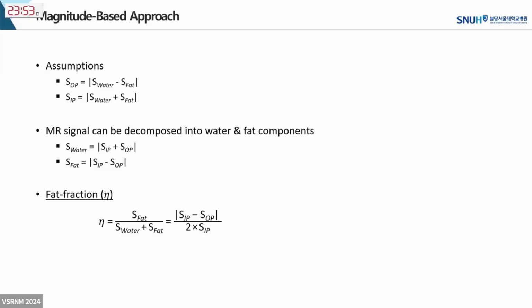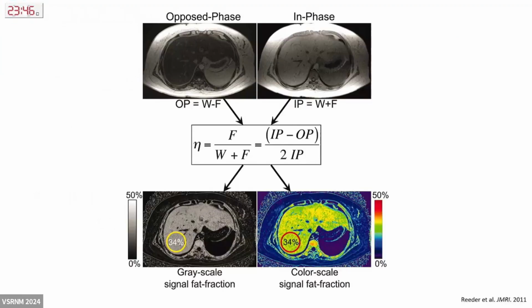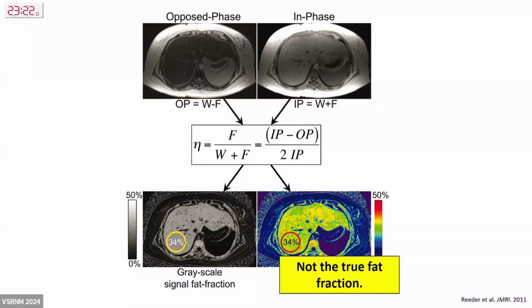And the fat fraction can be calculated just by looking at the intensity of the signal in phase and the signal in opposed phase. This equation is applied on a pixel by pixel basis to generate a fat fraction map, which can be displayed in grayscale or color. To obtain the final fat fraction value, we draw a region of interest on the fat fraction map and calculate the average fat fraction within that region. However, the fat fraction obtained by this method is not the true value.